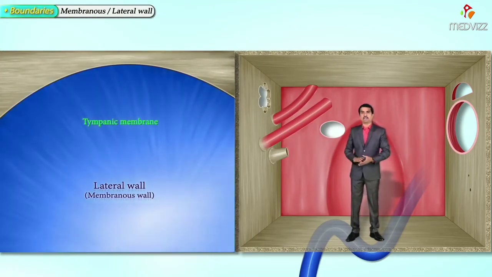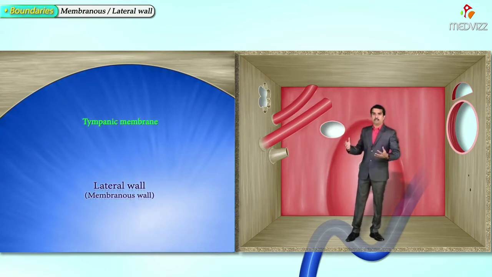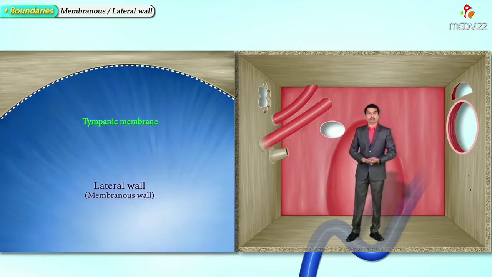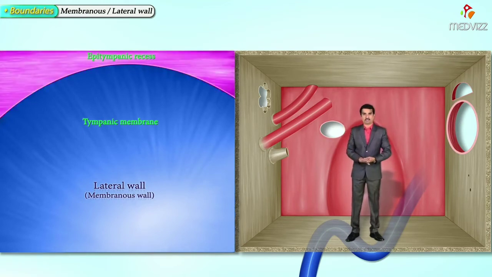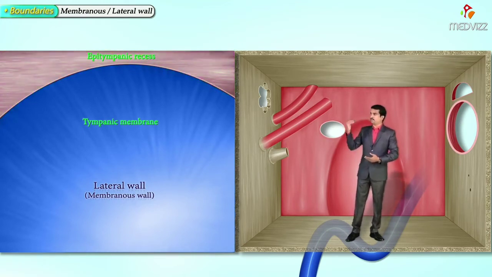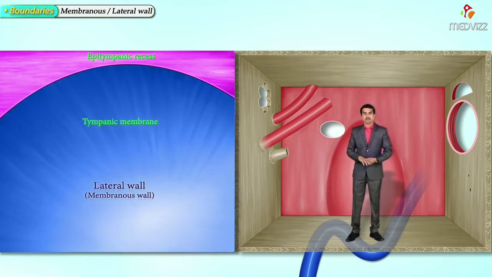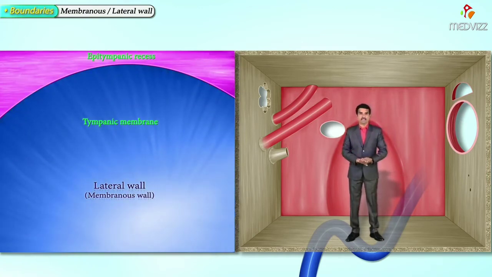So why are we calling it a membranous wall? Because it is entirely formed by a peaked convexity of the tympanic membrane and, superiorly, by the lateral bony wall of the epitympanic recess. So the epitympanic recess as well as the tympanic membrane is what actually forms the lateral wall of the middle ear cavity.